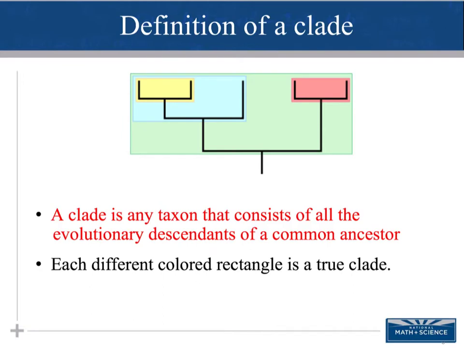Okay, so what's a clade? A clade is a taxon, so a group, that consists of all the evolutionary descendants of a common ancestor. So all of these things highlighted in those different colors, those would be clades. Once they share a common ancestor, they're part of a clade. Again, the common ancestor would be wherever we have that split. So there, and there, and there, and there.